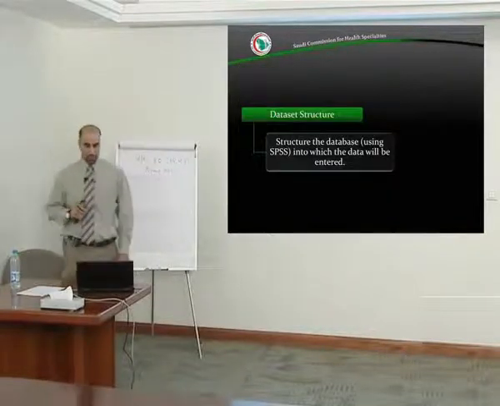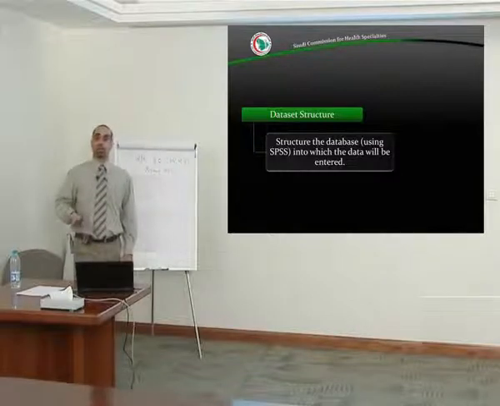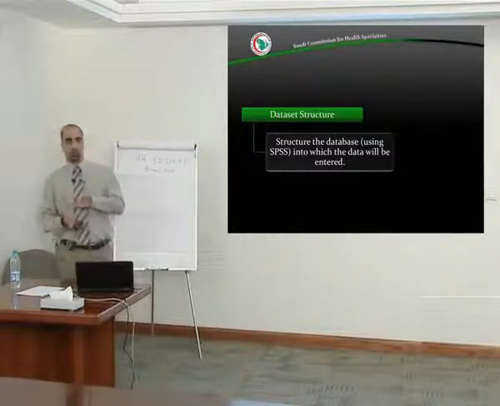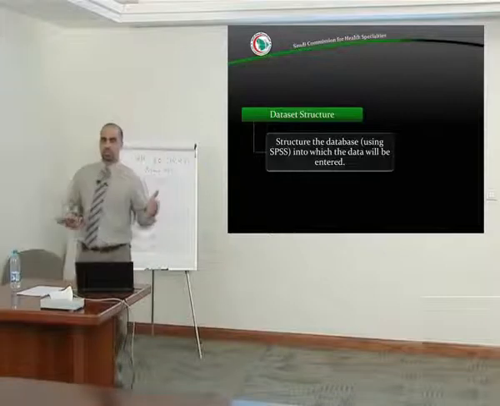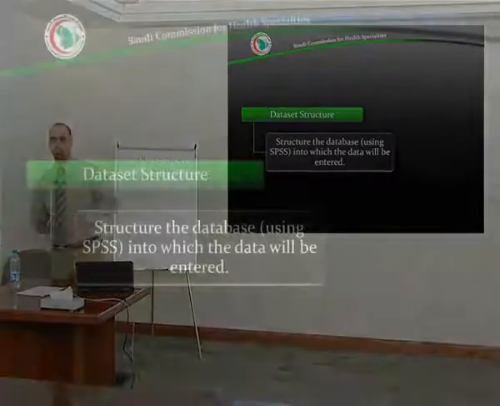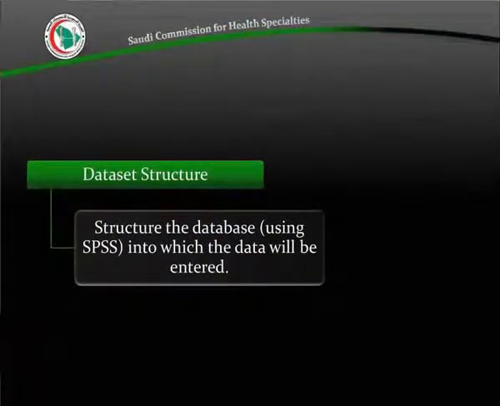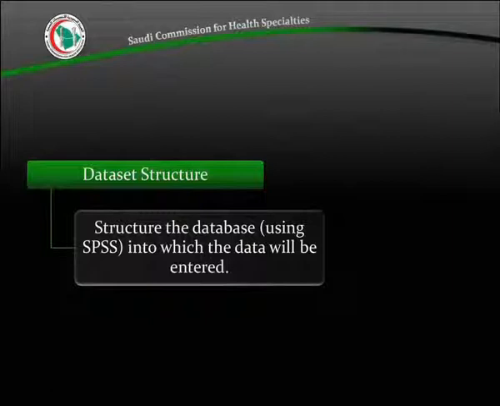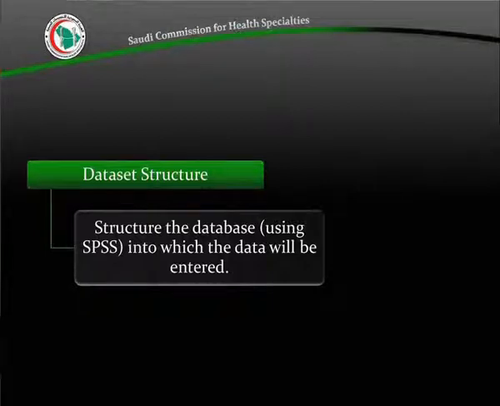Now, once you collect the data, you have the data on paper. The next part is to transfer this data from the paper to the computer. How do we do that? I have to first structure the data set. What do I mean by structuring the data set? When I want to enter information into the computer, I have to tell the computer that if I enter 1 in this place, it means that the patient is male. If I enter 22 in this place, it means that the age is 22.